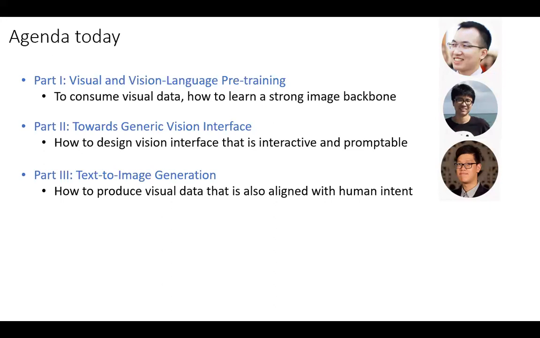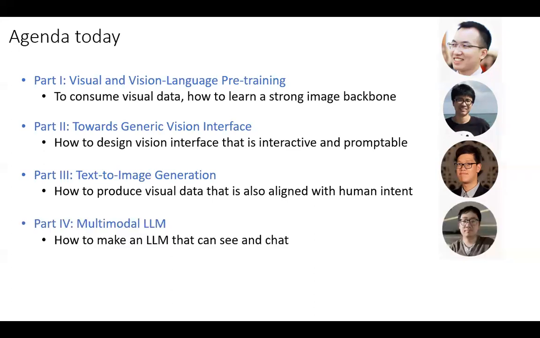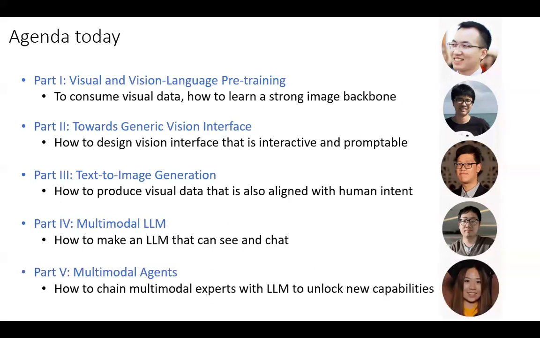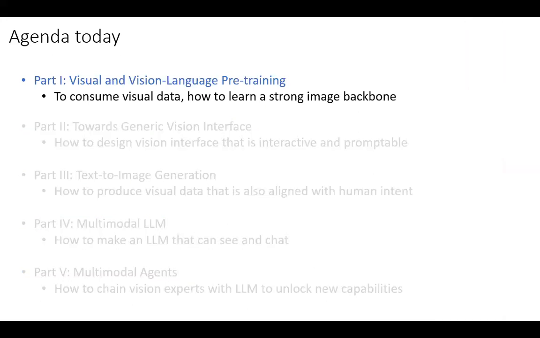In part three, Zhe Gan will talk about how we can produce visual data that is also aligned with human intent. In part four, Zhe Gan will talk about how we can make a multimodal LM that can see and chat. And finally, Lin Jie will talk about how we can train those multimodal experts with large language models to unlock new capabilities. So without further ado, I'm going to dig into my part, which is about visual pre-training and visual language pre-training.